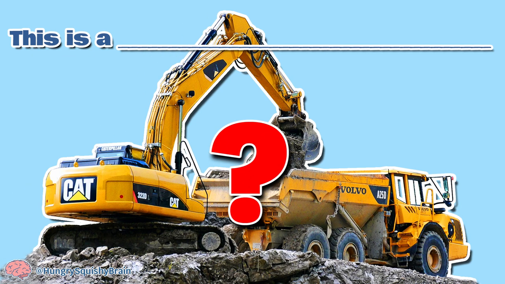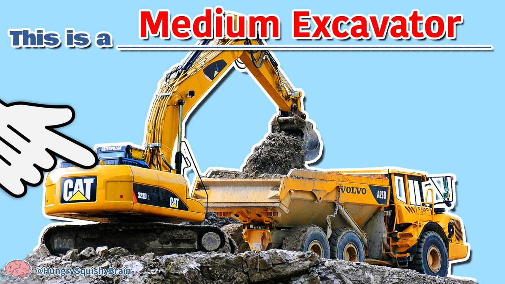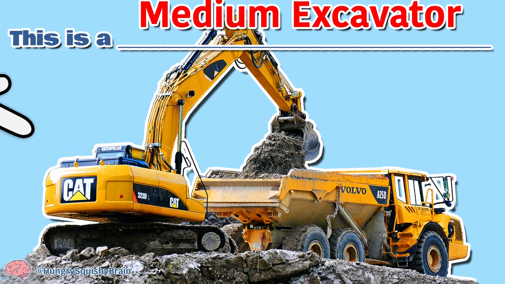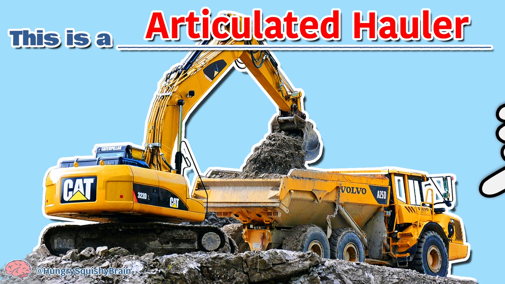What is this? This is an excavator, and based on its weight, this excavator is considered medium size. And this is an articulated hauler, which is a type of dump truck. And here, the excavator is dumping a load of dirt into the bed of the hauler.